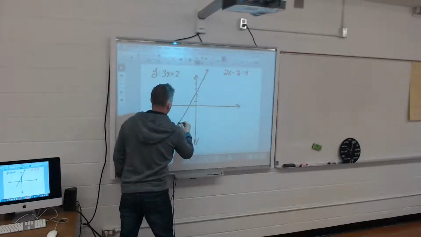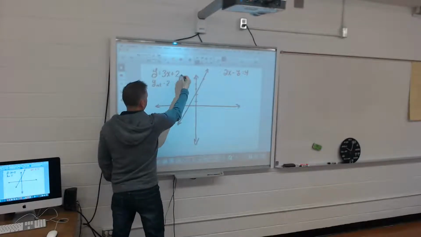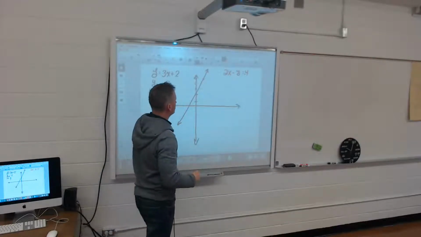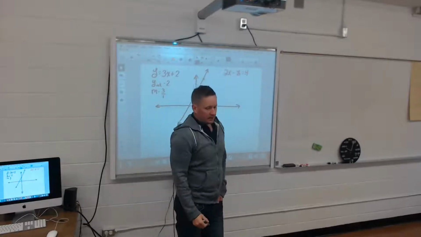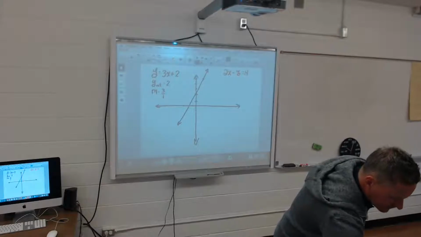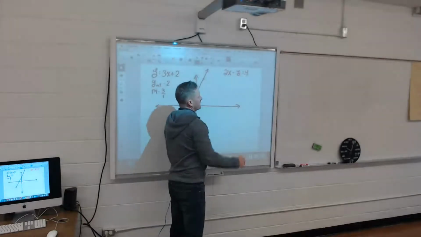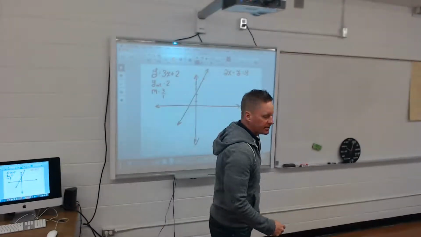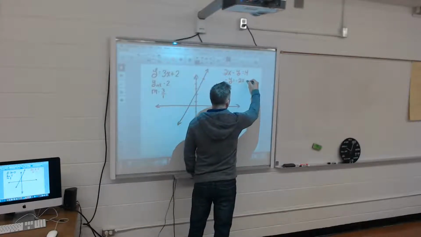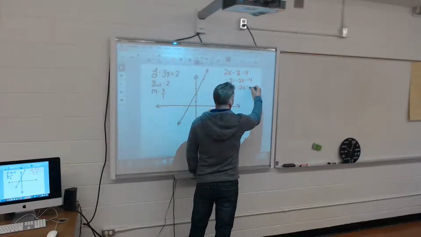And draw my line. So again, my y-intercept is 2. That's this guy. And my slope is 3/1 for this graph. The second equation isn't in y equals mx plus b form, so I'm going to change it into it. So I'm going to go minus y equals minus 2x subtract 4, and then y is equal to 2x add 4.